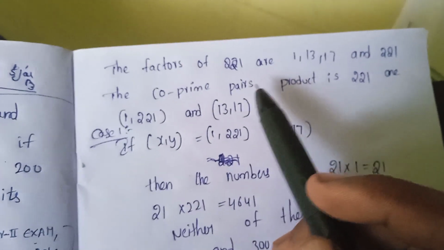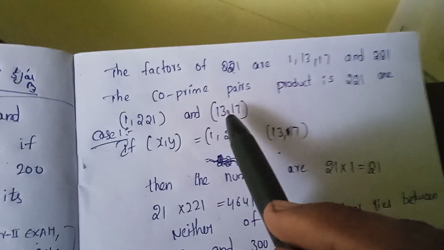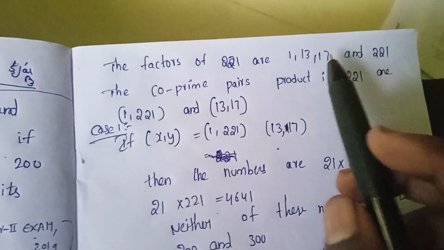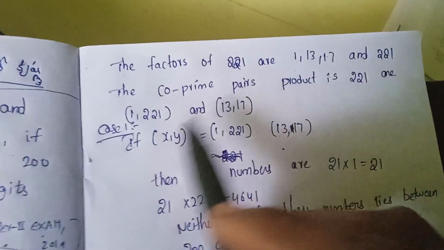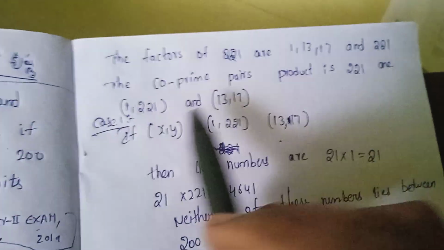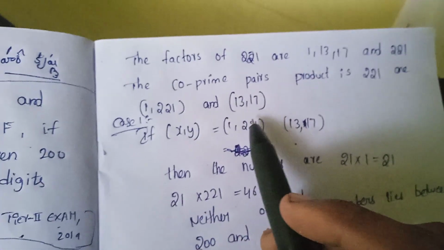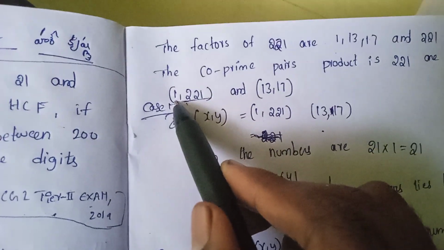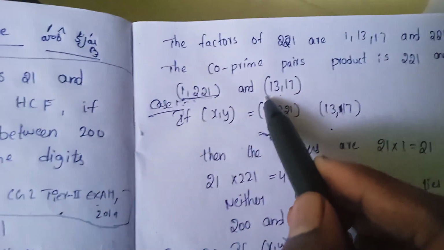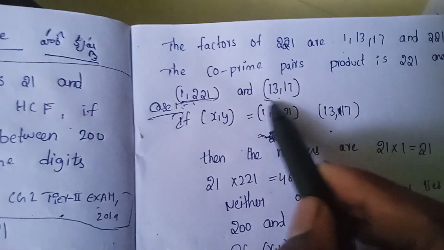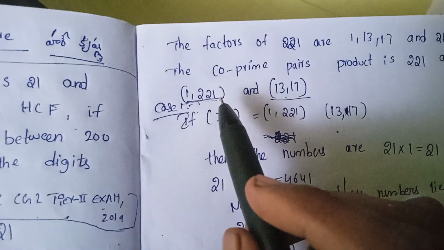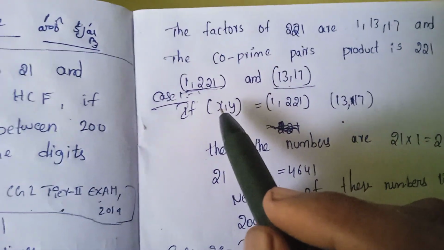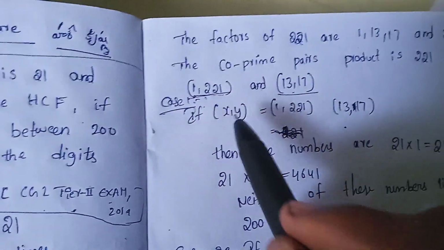221 is divided by 1, 13, 17 and 221. The coprime pairs whose product is 221 are 1 comma 221 and 13 comma 17. We use this as case 1 and this as case 2. So clearly observe everything I am saying.